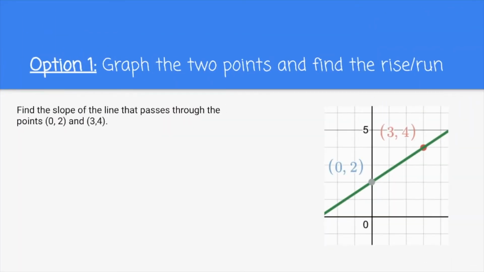To find the slope of 2 points, you have a couple options. Option number 1 is to actually take some graph paper and graph those 2 points and find the rise over run. So in this example, we have the points (0, 2) and (3, 4). If I plot those points on my graph, and then I find the rise of 2, the run of 3, therefore my slope, rise over run, is going to be 2/3.